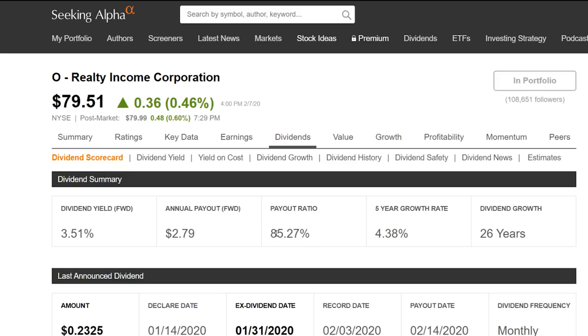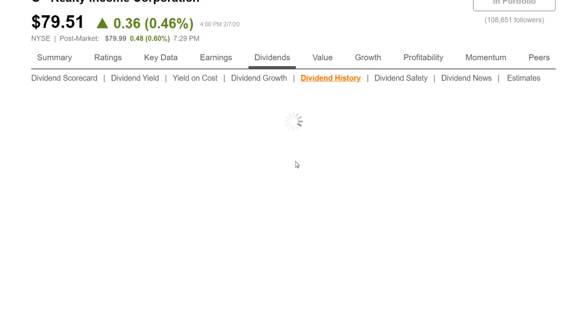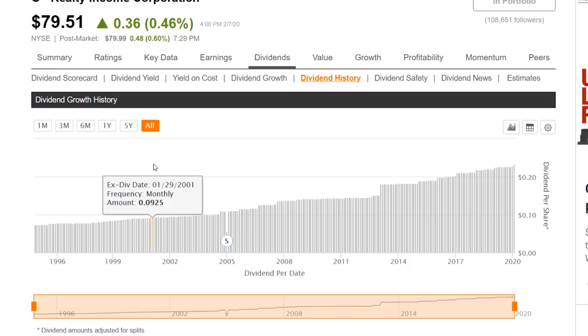Now I can go to the payout ratio, 85%. That is right where a REIT should be. They need to pay out about 90% of their income, so it's probably bouncing back and forth between that. I go to the dividend history here, and you can see that this company has a long-term record of raising their dividend over time. So those are all good things to look at.